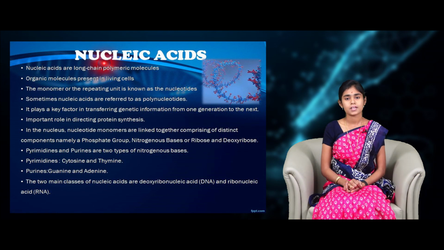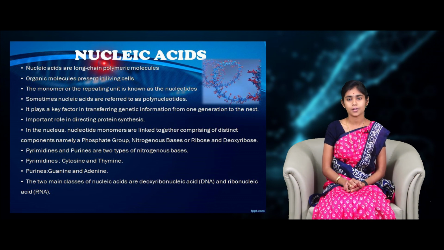Now, we come to the second part of this module, that is structure and function of nucleic acids. Nucleic acids are long chain polymeric molecules. The monomers or repeating units are called nucleotides. The monomers are linked together and contain distinct components, namely a phosphate group, sugar and nitrogenous bases. There are two types of sugar molecules present in nucleic acids. They are deoxyribose and ribose.